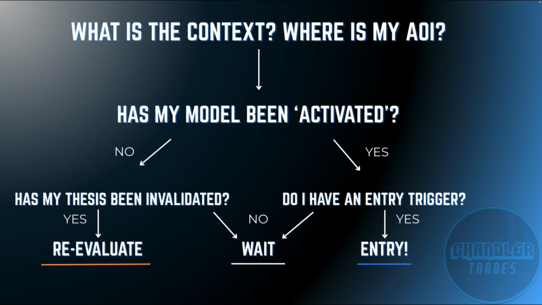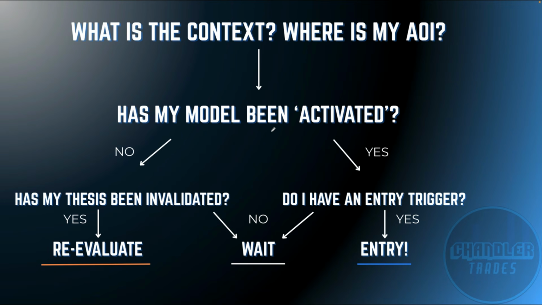So in summary, here's a flow chart of my overall approach to trading. I'm beginning with the question of what is the context? Where is my area of interest? Where am I looking to get involved? I'm asking then, has my model been activated? Do I have a reversal structure with a higher low or a lower high? Do I have a hunting leg forming? If so, I can keep moving forward. Do I have an entry trigger? If yes, I execute, manage the trade and move on. If not, then I have to wait.